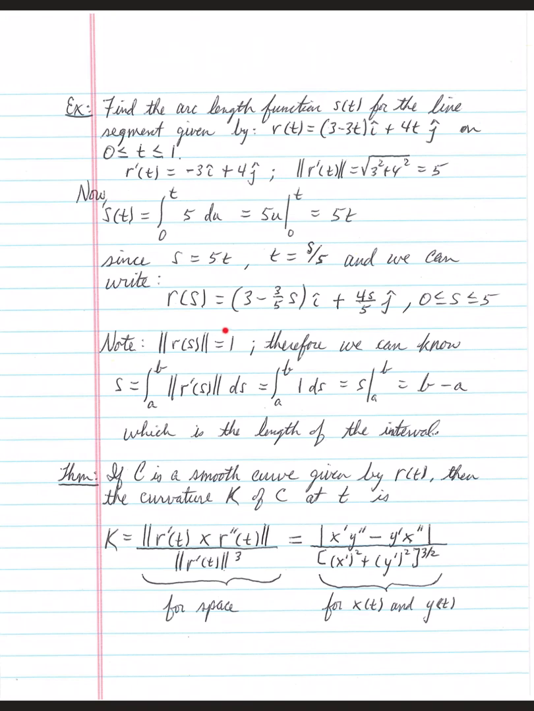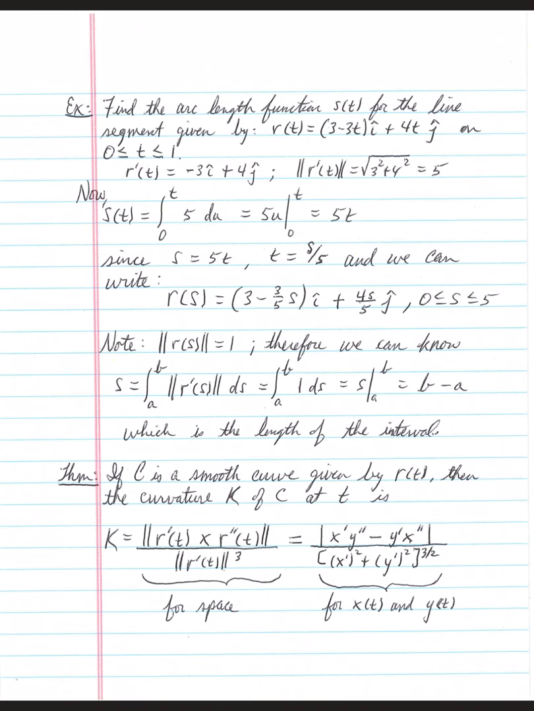The magnitude of r of s is 1, and therefore when you integrate that over an interval from a to b, that magnitude is 1, so that gives you an antiderivative of s. Basically, you get the length of the interval.